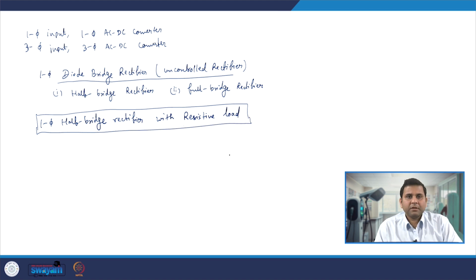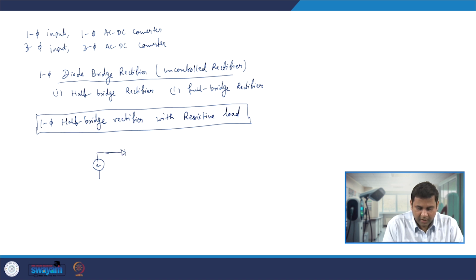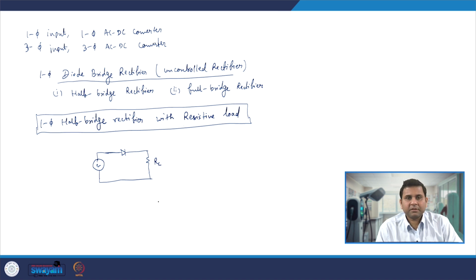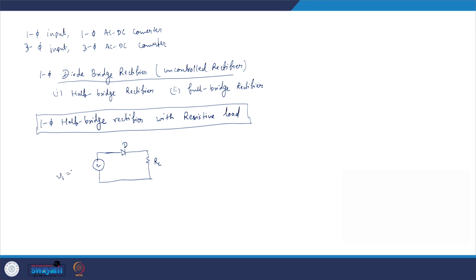Let us revisit its circuit. It looks like we have a single phase voltage source and it is fed to a resistive load via a single diode D. Let us define our resistive load as RL and the diode as D, and our voltage source is Vs, which is equal to Vs peak sin omega t. It is varying sinusoidally with time, so it is Vs as a function of time.